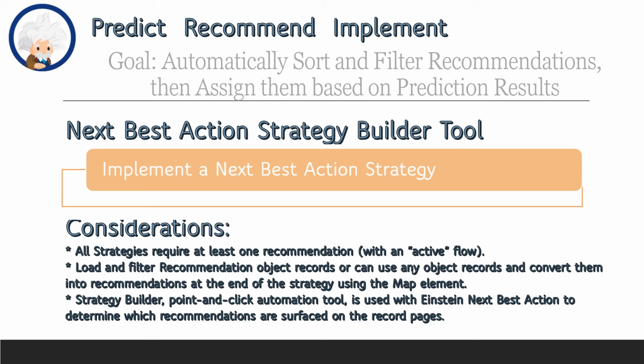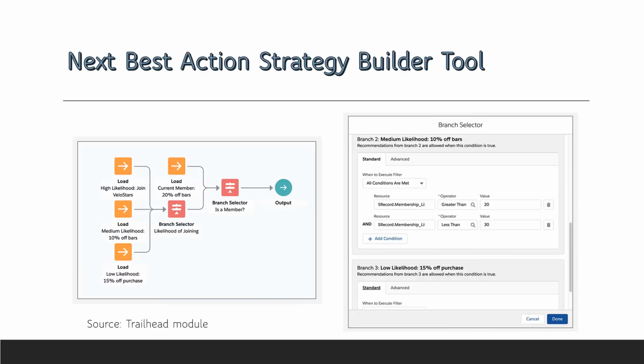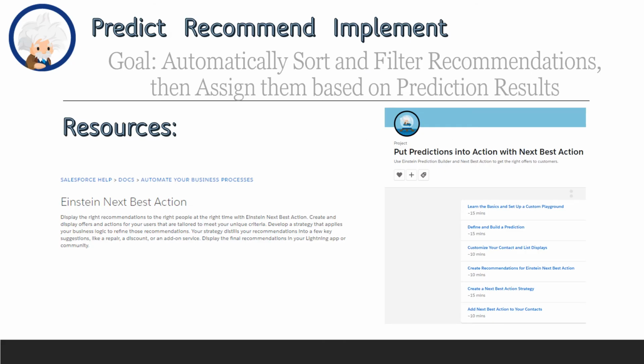There are many considerations to keep in mind when using the new tool, and it is important to note that you can use any object records and convert them into recommendations. You'll load the new strategy recommendation elements and then add the Einstein Next Best Action component to the contact record page if you haven't already done so, making sure to display only one recommendation per record page. Creating recommendations without overlap between categories is the best way to ensure that only one recommendation per page is applicable.